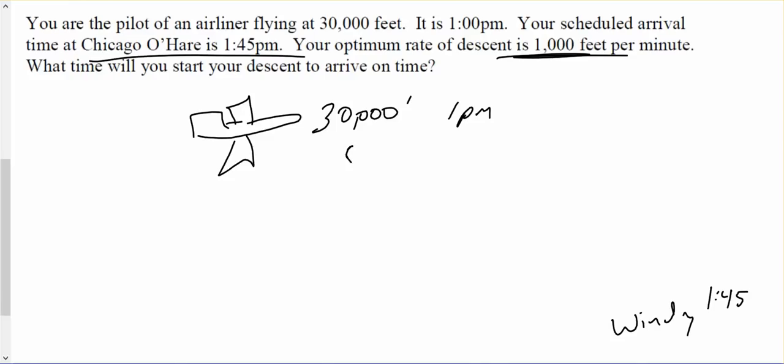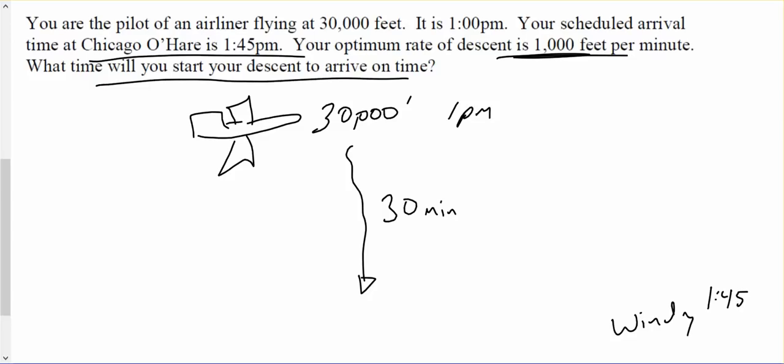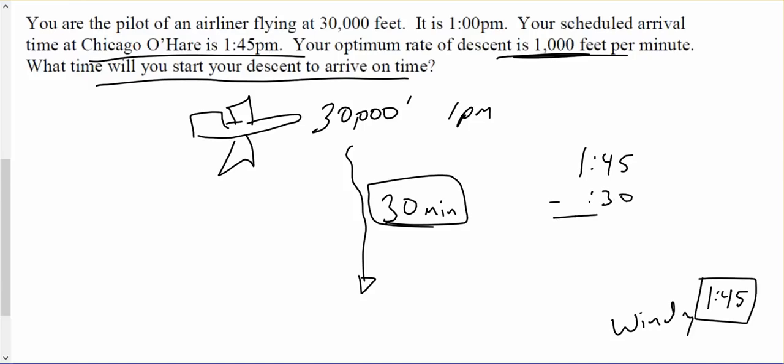So how long, if we're going down at 1,000 feet per minute, how long will it take us to go down 30,000 feet? Well, that's 30 minutes. So the question is, what time should we start our descent to arrive on time? Well, if I wanted to arrive at 1:45 and it takes me 30 minutes, then I'm just going to say 1:45 minus 30 minutes, and we need to start our descent at 1:15. So in 15 minutes, we need to start going down.